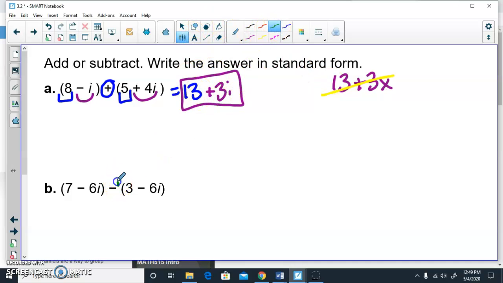All right, let's look at another one here. We're going to subtract, so we're going to make sure that we apply that correctly. In order to do that, I'm going to go ahead and rewrite this problem, and I'd encourage you to do the same to limit your errors. I'm going to subtract each part of that binomial that follows the subtraction. So this will be minus 3 and minus negative 6i.